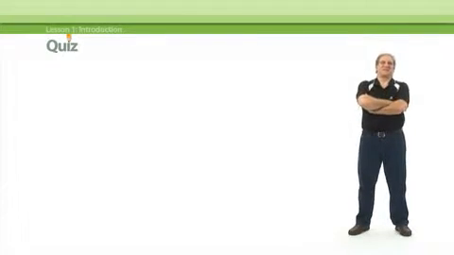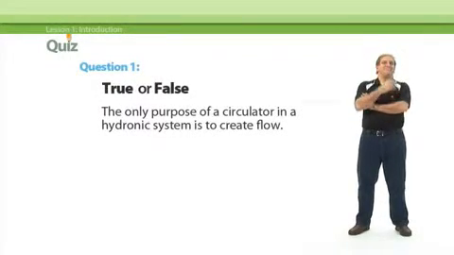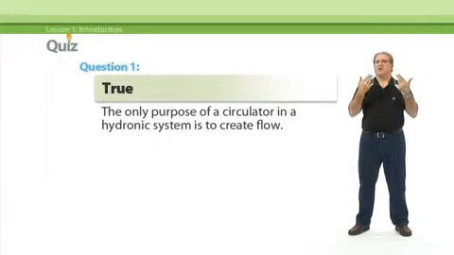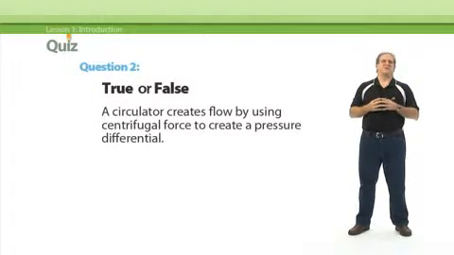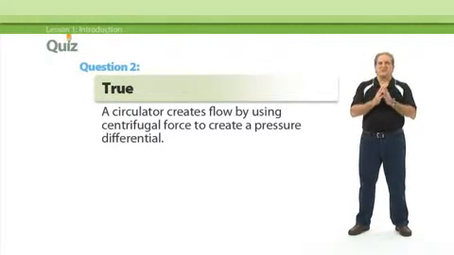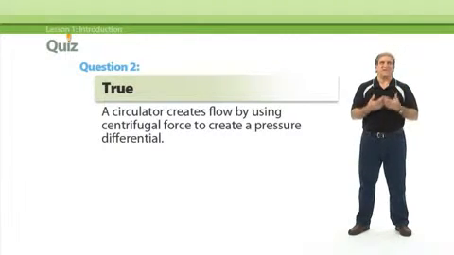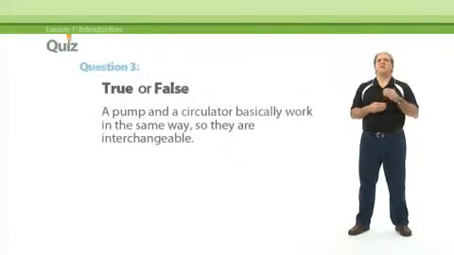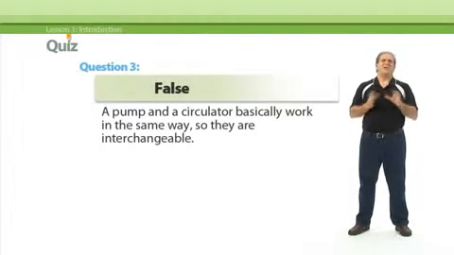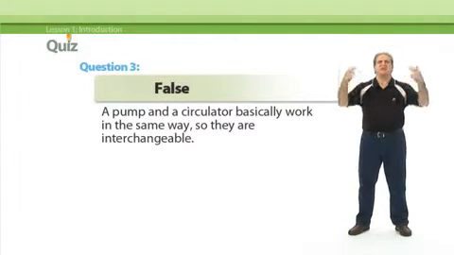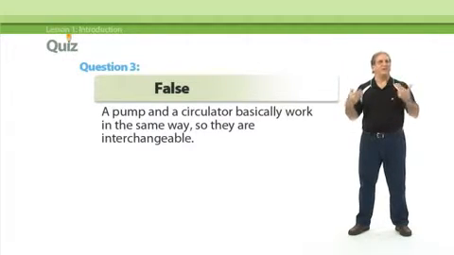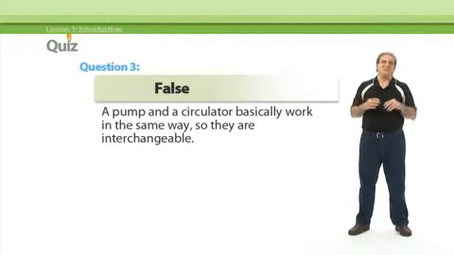All right, let's take a look at the answers. The answer to question number 1 is true. A circulator has one job and one job only in a hydronic system, and that's to create flow. The answer to question number 2 is also true. It's the centrifugal force created as the impeller flings the water towards the side of the volute that in turn creates the pressure differential we need to create flow in the system. And finally, question number 3, that one's false. A pump lifts water, a circulator creates a pressure differential, and therefore flow in a continuous loop system. The way each one works is different from the other, so they are not interchangeable.